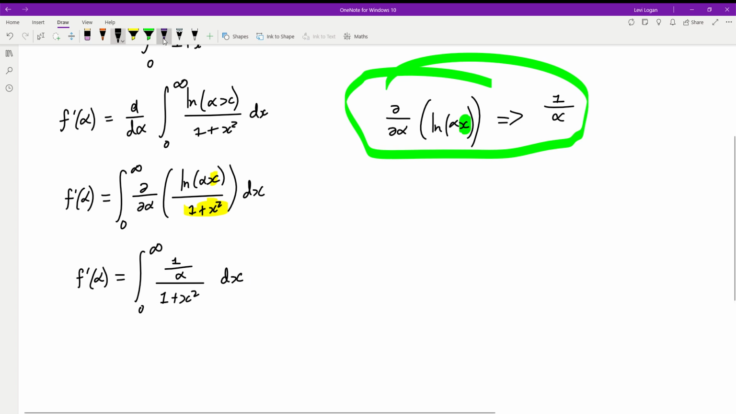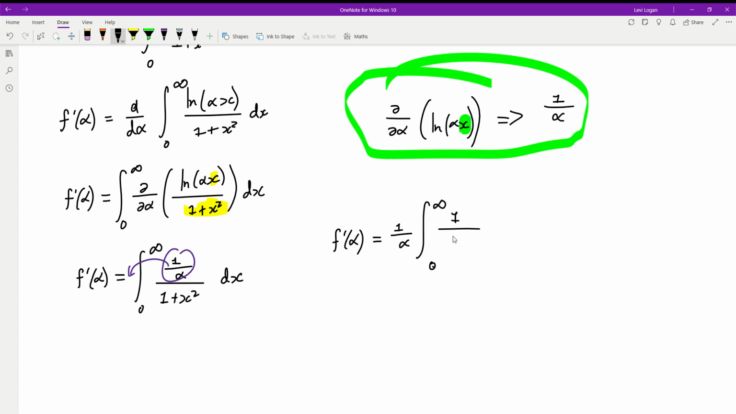Now what we can do is, because this integral only depends on x, we can take this out the front and treat it as a constant, because this bit doesn't have any x's, hence it's just a constant in terms of x. So we have f dash of alpha is equal to 1 on alpha and the integral from 0 to infinity of 1 on 1 plus x squared dx. Now we can see here this is quite an easy integral. This is just an arctan.